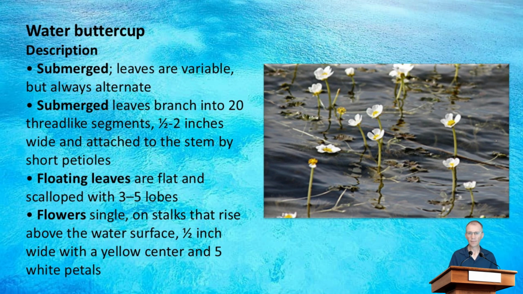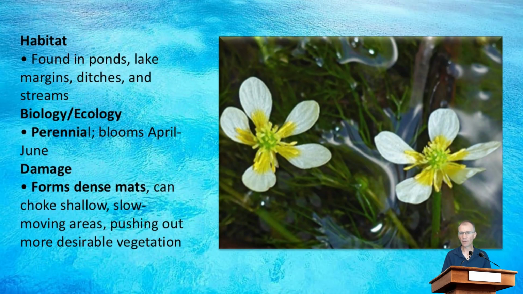Flowers single, on stalks that rise above the water surface, 1/2 inch wide with a yellow center and 5 white petals. Habitat: found in ponds, lake margins, ditches, and streams. Biology and ecology: perennial, blooms April through June. Damage: forms dense mats, can choke shallow, slow-moving areas, pushing out more desirable vegetation.